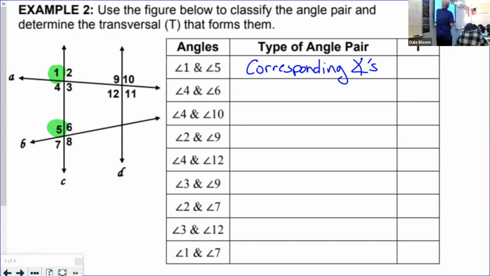What about angle four and angle six? Are they exterior? Oh, no, interior. Yeah, they're in between the two lines. So they're alternate interior angles.